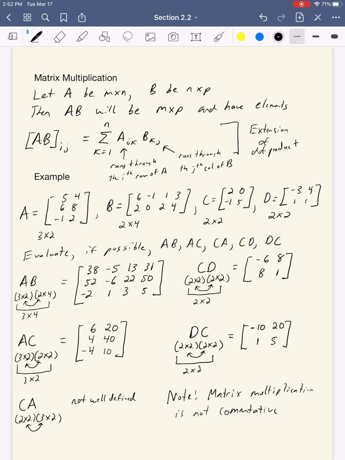In other words, what properties do apply to matrix multiplication? Well, we'll talk about that on our next page here. So let's talk about a couple properties that are true for matrix multiplication.